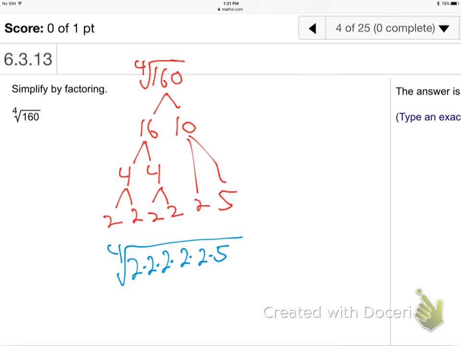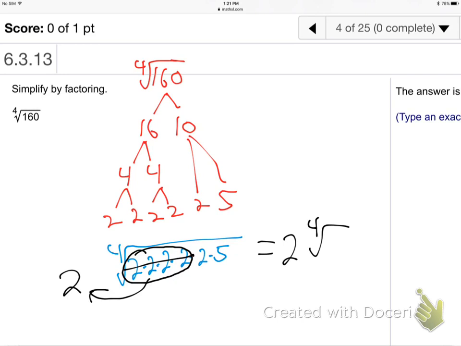All right, and it's a 4 for 1 deal. 4 2's. Send 1 representative out, and they're gone. So what's left on the inside? 2 times 5, 10. There it is. How would you say that? Just like that. 2, 4th root of 10. Is that good? Is that making sense? Yes. Questions on that?